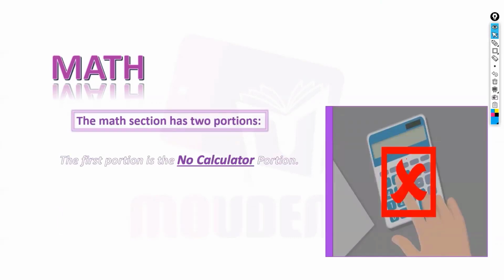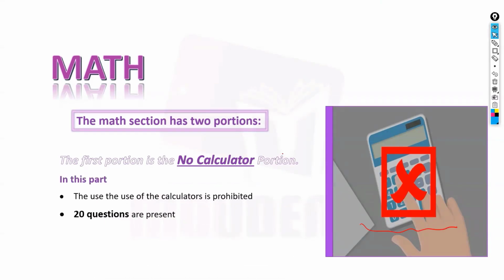The math section has two portions. As I mentioned, the first portion is the no calculator portion. As you can see, you can't use the calculator in this portion. The use of the calculator is prohibited, and you have 20 questions and 25 minutes to solve.